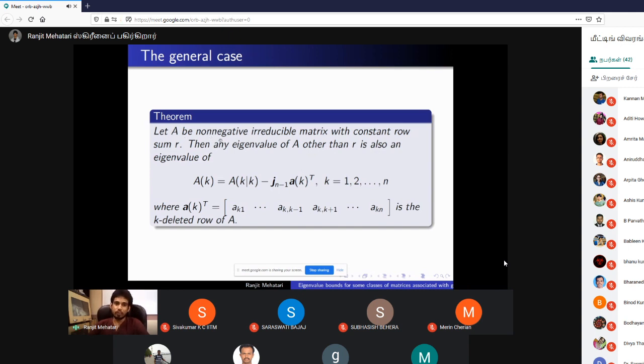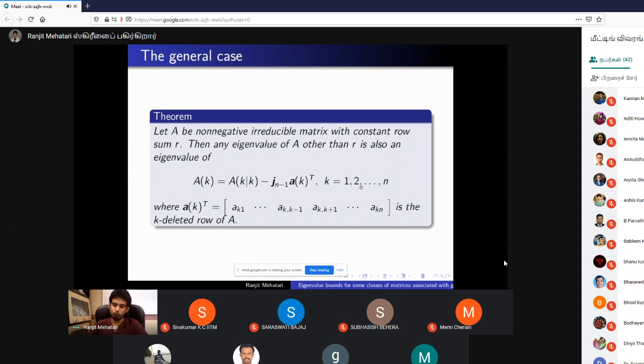For a non-negative irreducible matrix A with constant row sum R, any eigenvalue of A other than R is also an eigenvalue of the matrix A_k, equal to A(k) minus J_{n-1} times a_k transpose, where a_k transpose is the vector obtained by deleting the kth element from the kth row of the matrix A. We use this result as our base result, and later we obtain our eigenvalue localization theorems, or eigenvalue bounds, for the adjacency matrix and normalized adjacency matrix.